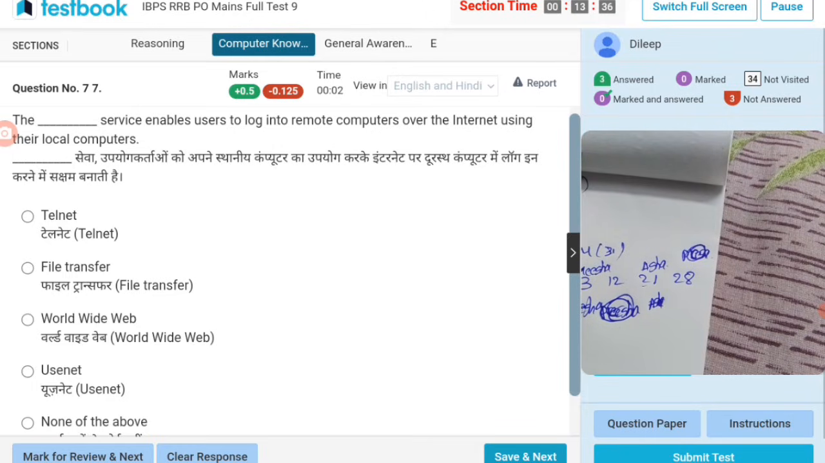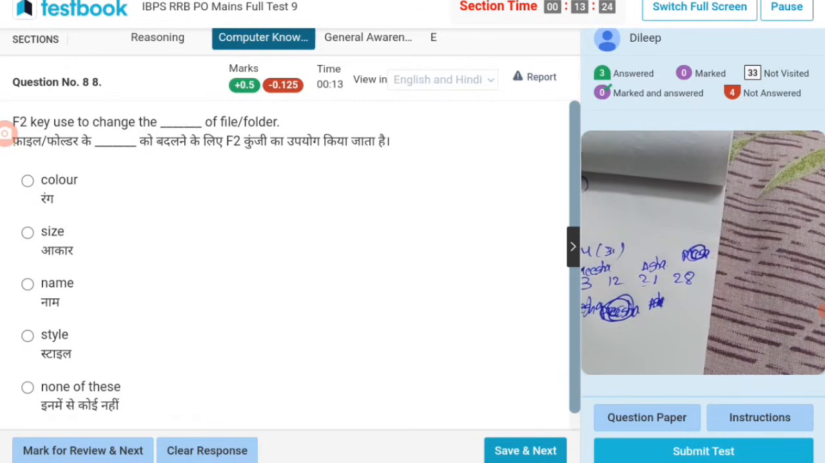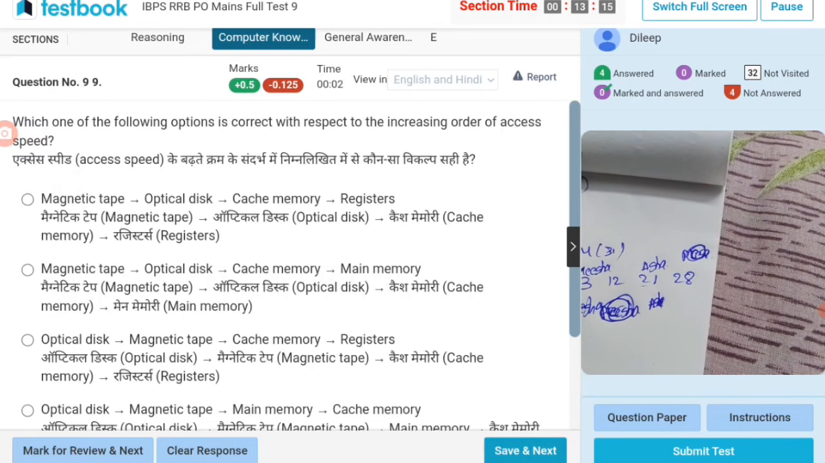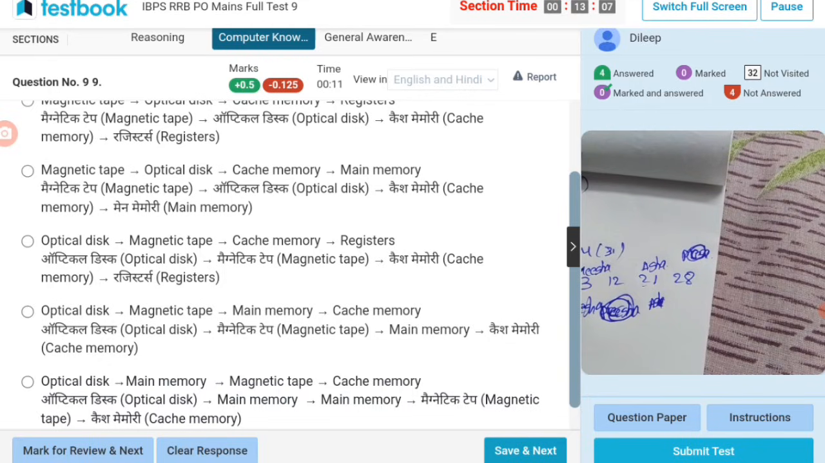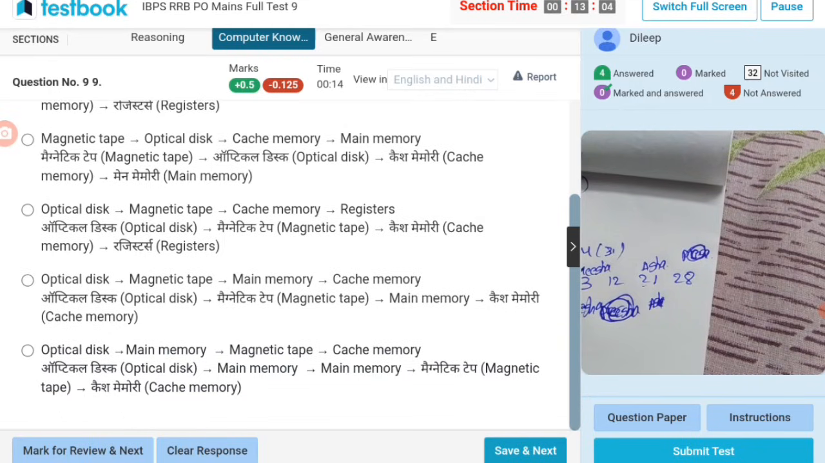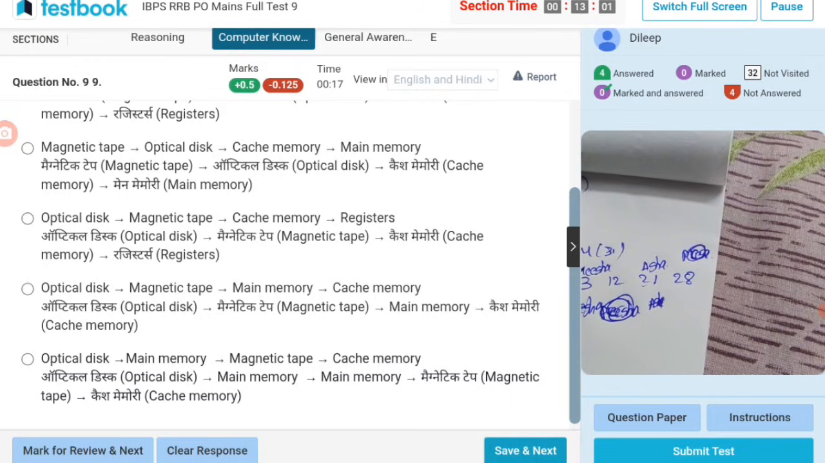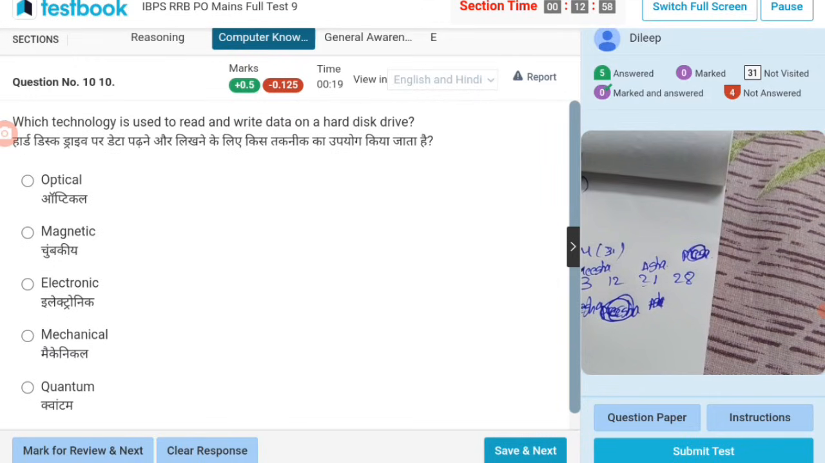The Dash service enables users to log into remote computers over the internet using their local computers. F2 key is used to change the name, I think. Which one of the following option is correct with respect to increasing access of speed? This is next. Which technology is used to read and write on hard disk?